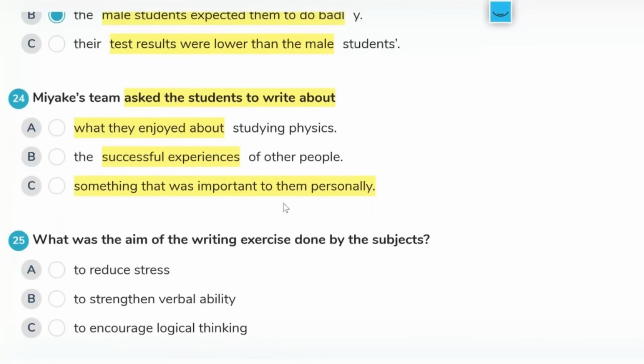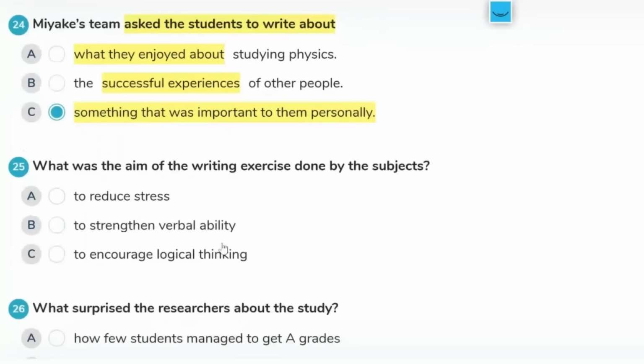People who matter to them, that is personal. Music, something important to you personally. Music is personal choice. People who matter to you, that is personal choice. Okay, so the correct answer is option C. And by the way, in listening part 3, they check this advanced English. Okay. Now, question number 25.